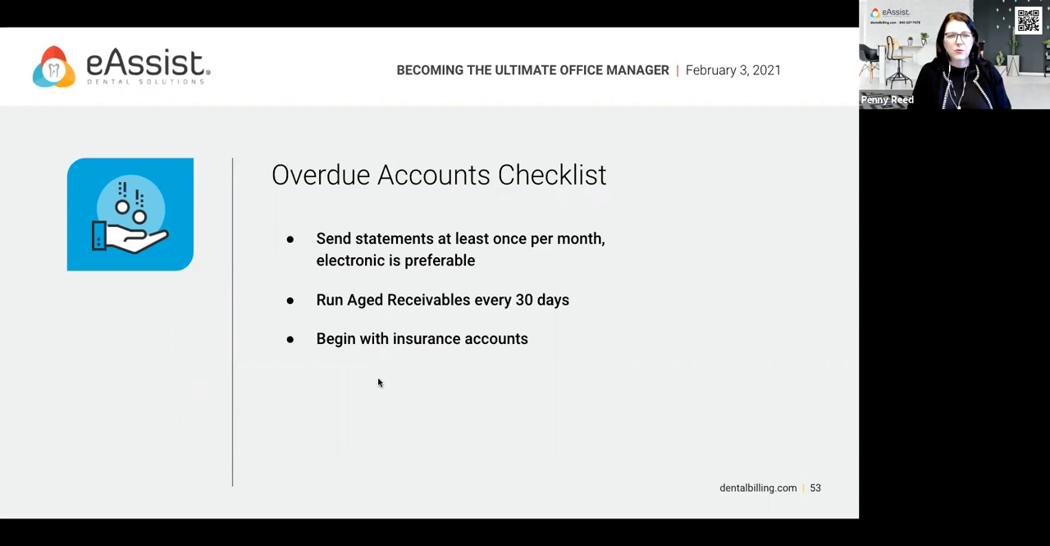The other tip is to run the aged receivables a minimum of every 30 days. And then I would also track those numbers, because unless there's some unicorn software that I'm not aware of, it's really difficult to go back. You can see what it is now, but it's difficult to see what it was a year ago. And then start with your insurance accounts, being sure that those claims have been paid or that they may need to be followed up on, because your patients will have questions about the insurance.